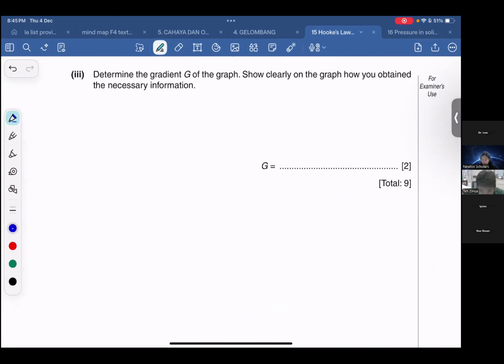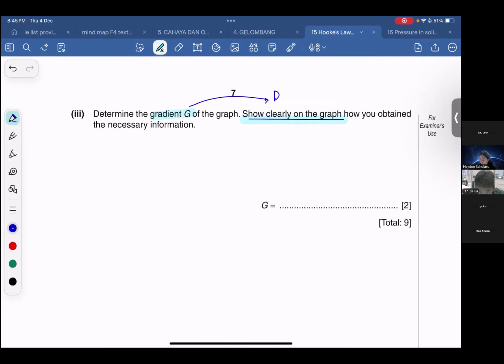Determine gradient. Okay, highlight gradient. Show clearly on the graph. Show. How you show, teacher? Gradient, please show by drawing. Draw a big triangle. Okay, my students always mention big, big, big. At the end, they still give me a small triangle.